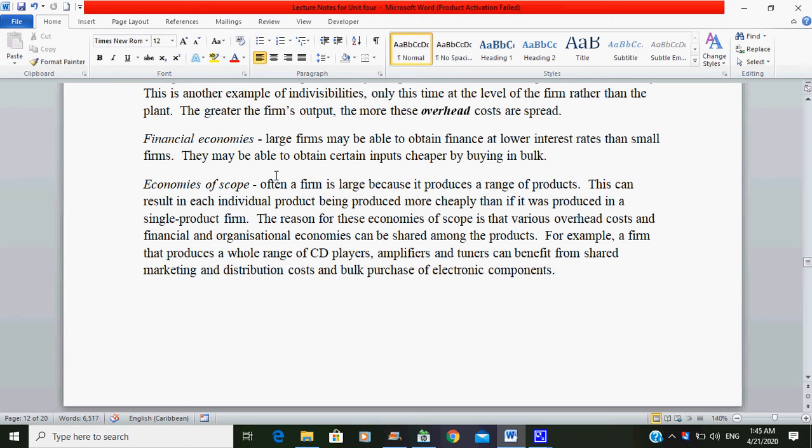Economies of scope. Often a firm is large because it produces a range of products. This can result in each individual product being produced more cheaply than if it was produced separately.